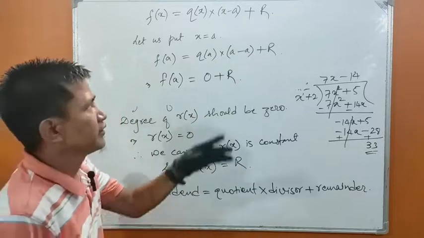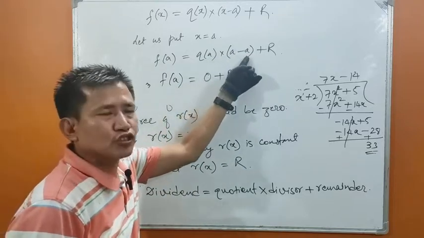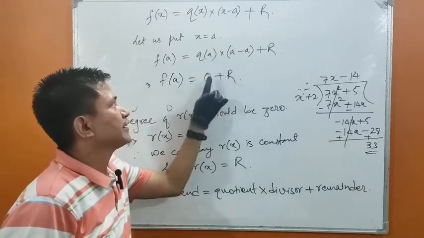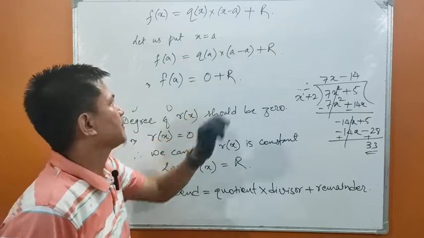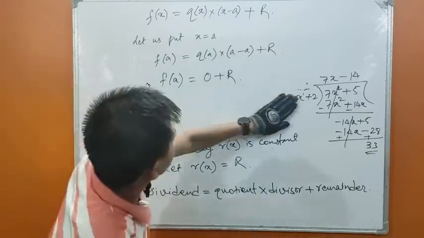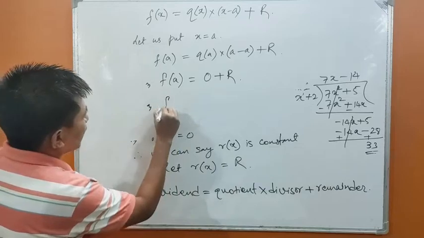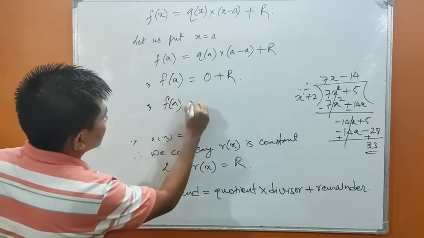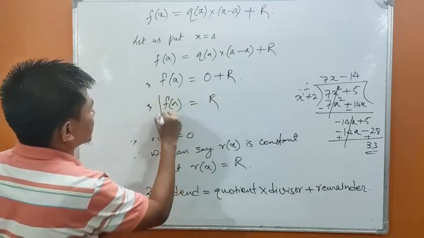Are you getting my point? A minus a is 0. So 0 into qa is 0. So plus r remains here. Or Fa, that is Fa equal to remainder.